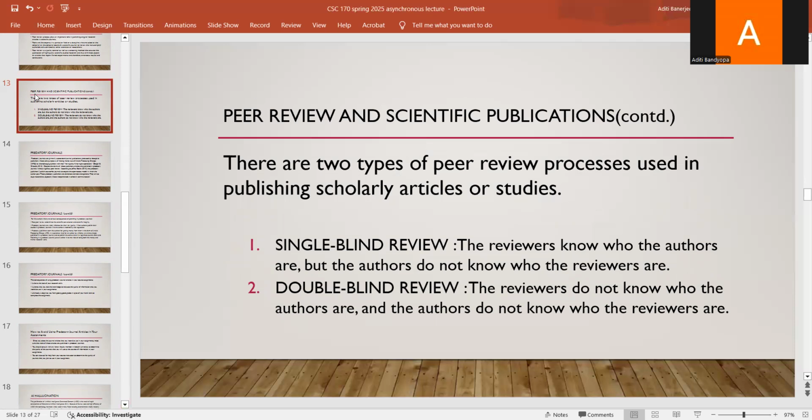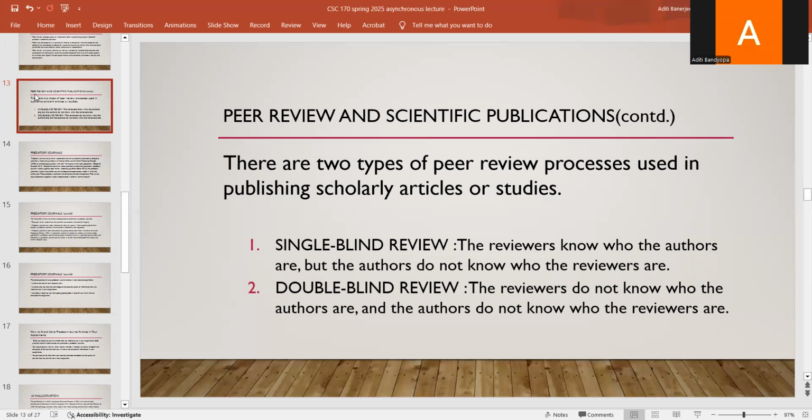There are two types of peer review processes used in publishing scholarly articles or studies in reputable journals. First one is known as single blind review, and the second one is known as double blind review. In single blind peer review process, the reviewers know who the authors are, but the authors do not know who the reviewers are. In double-blind peer review process, the reviewers do not know who the authors are and the authors do not know who the reviewers are.